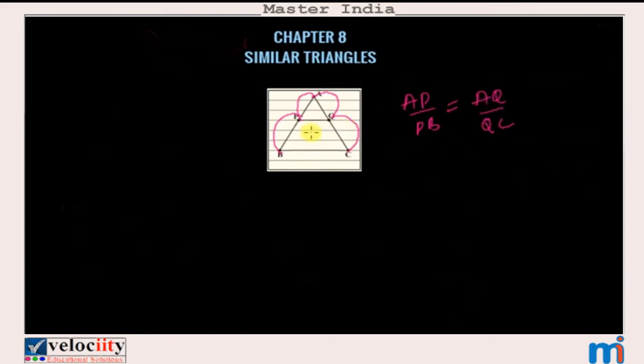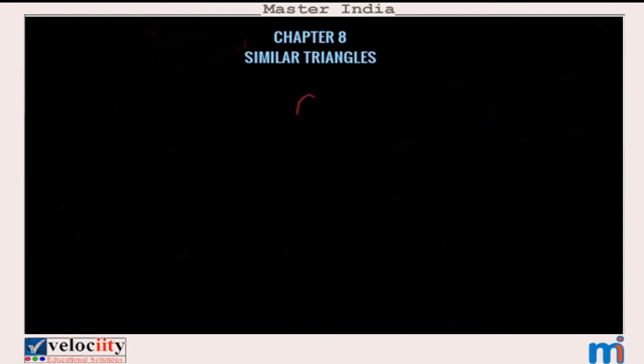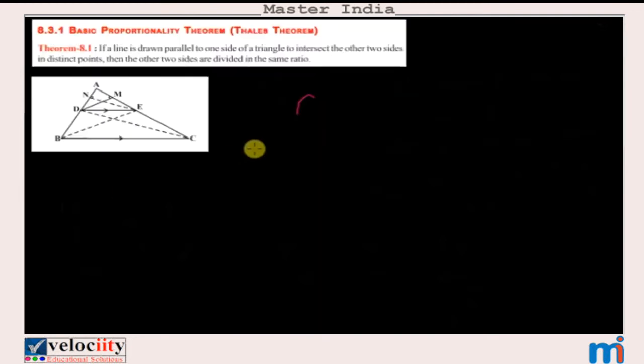So the basic proportionality theorem states that in a triangle, if you have a line parallel to one side of the triangle, then that line will divide the other two sides, AB and AC here, in the same ratio. That's the result of the basic proportionality theorem. Let us try to prove it now. That's the statement of the theorem.